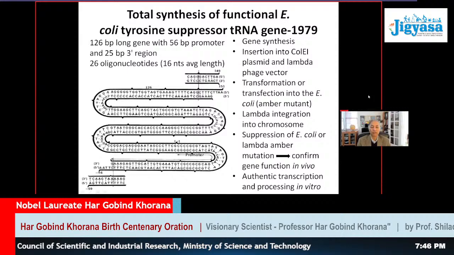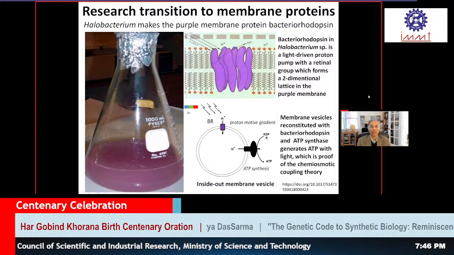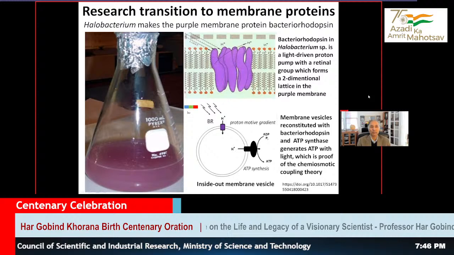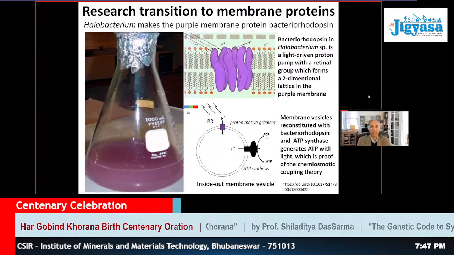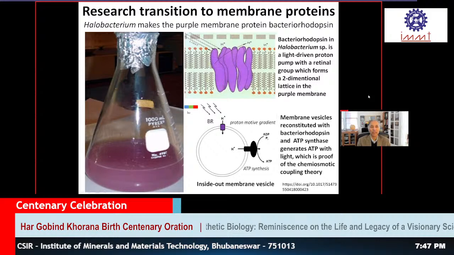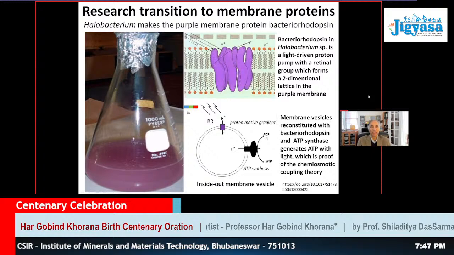So all of this was terrific, but Professor Khorana was not satisfied, and he had moved on then to researching membrane proteins. The membrane protein that he first focused on was bacteriorhodopsin, which is made by a purple organism, Halobacterium. It contains a large quantity of purple membrane protein, and is also a member of the third domain of life, the archaea. This protein was exceptional because it would form a two-dimensional lattice in the cell membrane. And electron microscopy had shown that it traverses the membrane seven times. It has seven transmembrane alpha helical segments.